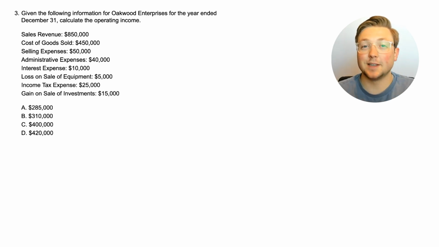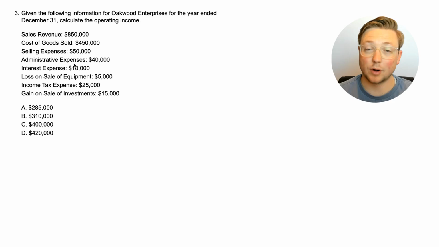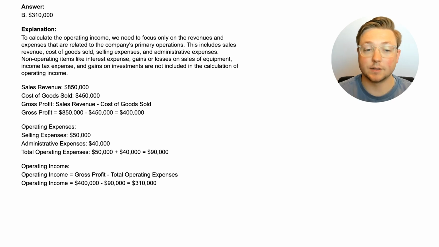Hopefully you know what this is if you've been in accounting for your schooling or for your job, but if not, that's okay. Just remember that there are certain things that go into operating income and other things that don't go into it. And again, this is all for a multi-step income statement, which is the thing that you're probably the most familiar with seeing. So if you want, go ahead and pause the video if you know how to do this. If not, let's go ahead and dive into the answer. All right, here's the answer, $310,000.